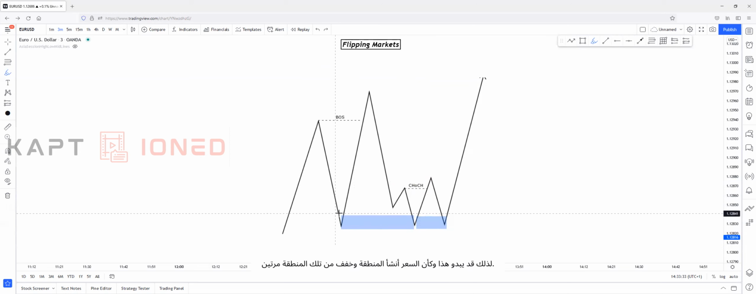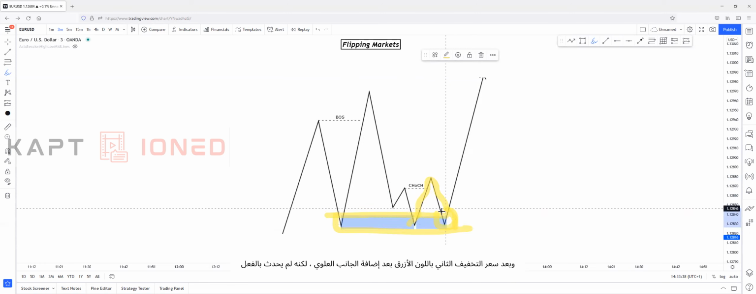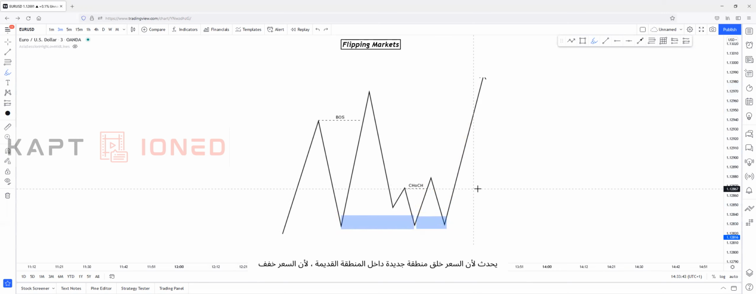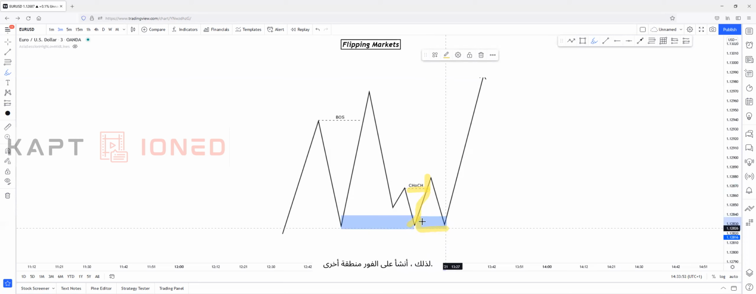So it could seem like price created a zone and mitigated that zone twice, and after the second mitigation, price blew up to the upside. But it didn't really happen that way, because price created a new zone inside of the old one. Price mitigated the old zone, and after the mitigation, it created a change of character, so it immediately created another zone. This new zone will be inside of the old, bigger zone. So this seems like a second mitigation, but it's not a second mitigation, it's a new zone mitigation.